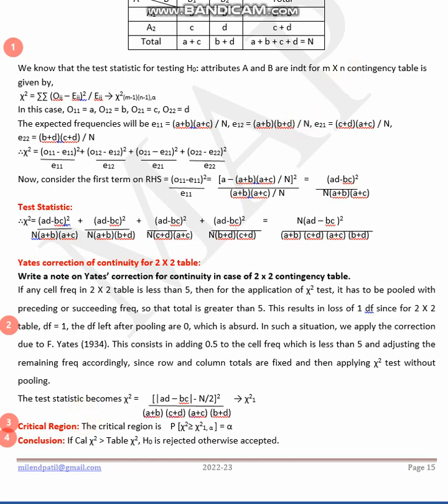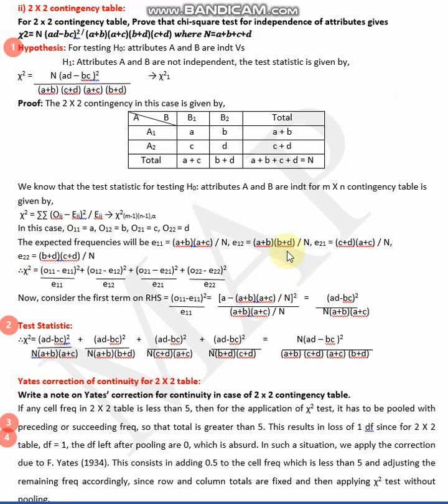So now we will start with setting up the hypothesis. What is my hypothesis in this case? The null hypothesis is that both the attributes A and B are independent. And what is my alternative hypothesis? The attributes A and B are not independent. That means they are dependent, in the sense they are associated with each other. So independence is the null hypothesis, and association is my alternative hypothesis.